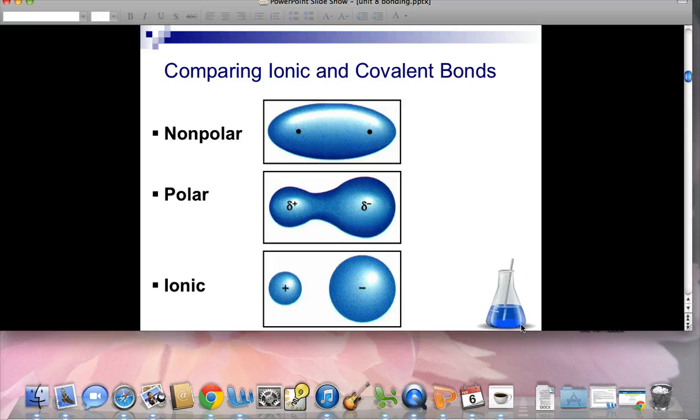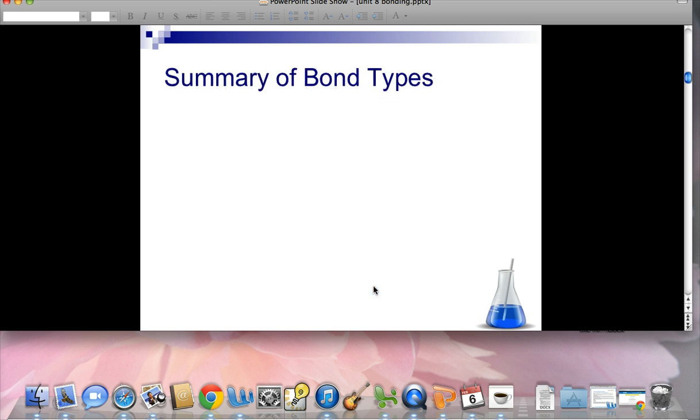So comparing ionic and covalent bonds. When a bond is nonpolar, you can see everything seems to be distributed evenly. It's very symmetrical in shape. When it becomes polar, we tend to have a less symmetrical shape, and one end tends to be more negatively charged and the other is more positively charged. With ionic bonds, they really aren't connected to each other at all. They're separate, the positive versus the negative.